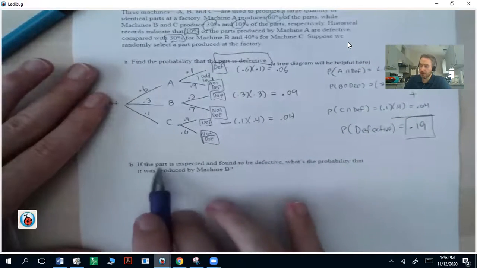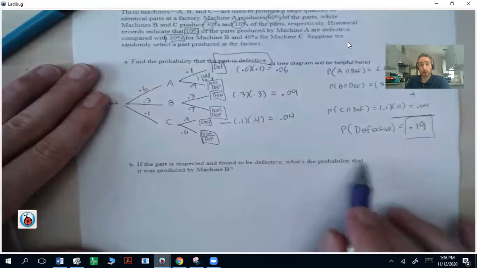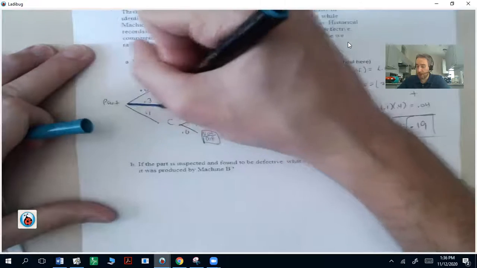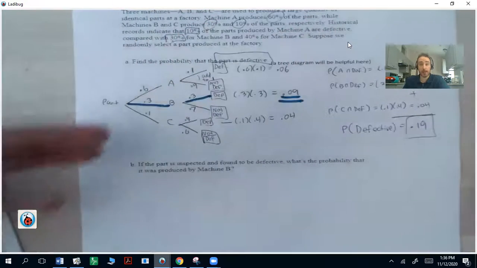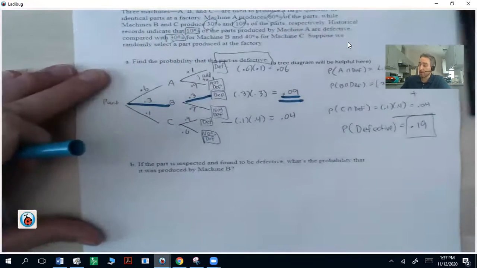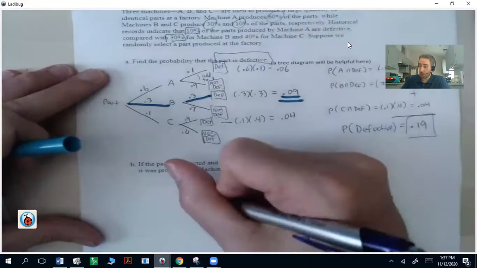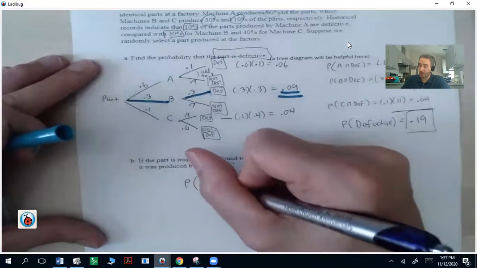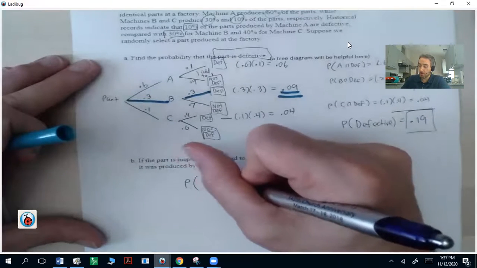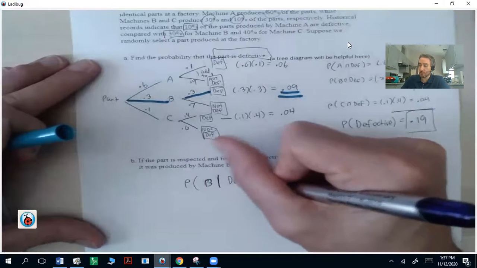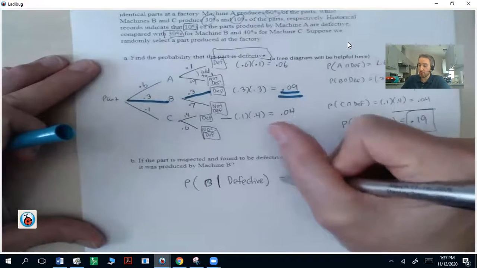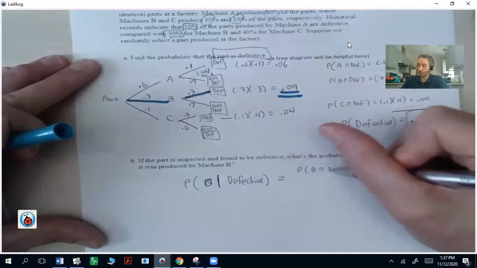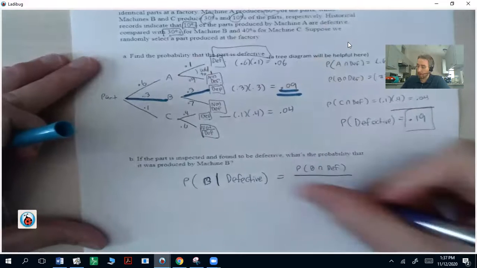So now letter B, if the part is inspected and found to be defective, what's the probability that it was produced by machine B? So now we can go back to our tree diagram and follow the path for machine B, and we see that that one's 9%, right? 0.09. Well, we already have the probability of it being defective as 0.19. So this is essentially the same thing as saying, what's the probability of machine B given it's defective? And that means we're going to find the probability of B and defective, and divide that by the overall probability of it just being defective.